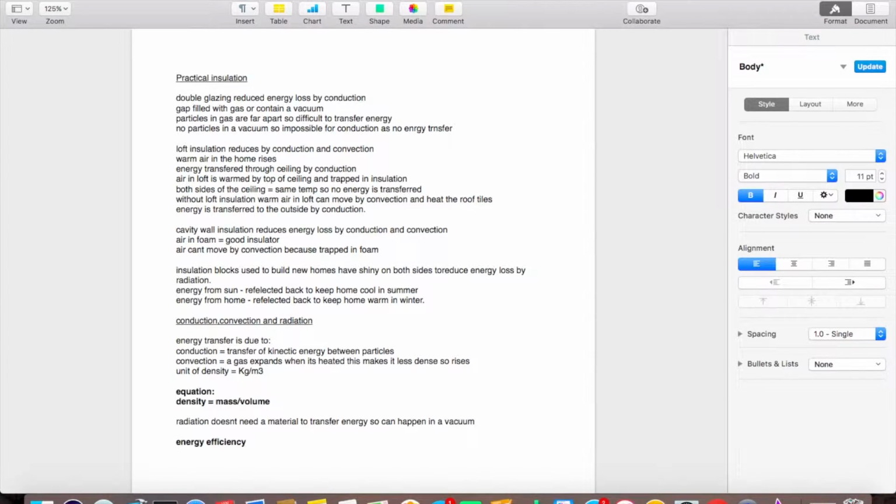Efficiency, the equation is: efficiency equals useful energy output divided by total energy input, times 100%. Make these bold.